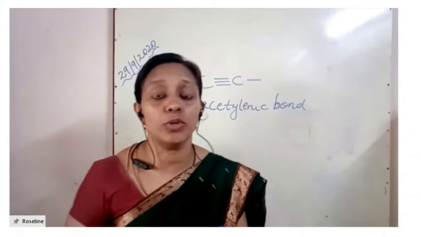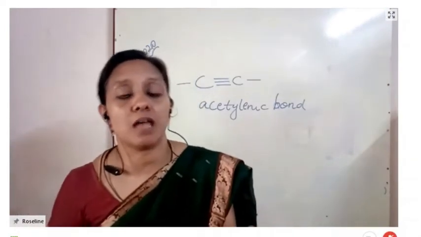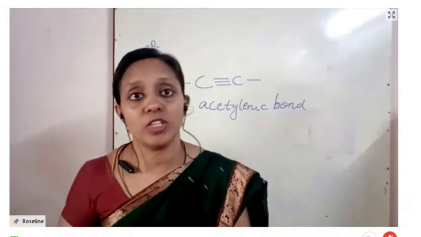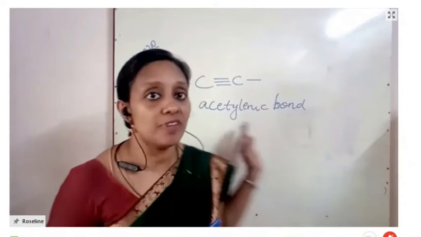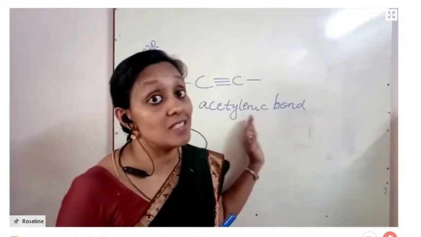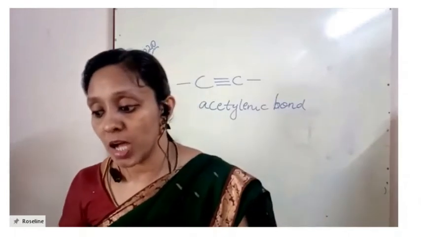Isn't it? Now, I also told you to learn the common names of the remaining few more members of alkyne. The homologous series with the general formula CnH2n minus 2. Don't forget the term. It is having an acetylenic bond. Acetylenic bond means carbon-carbon triple bond existing between the carbon atoms.